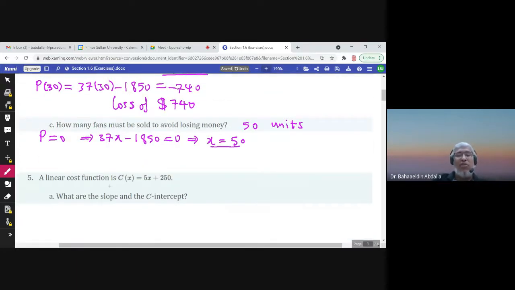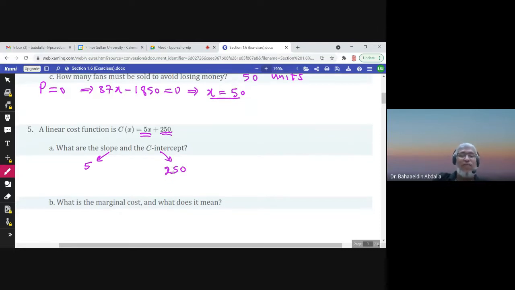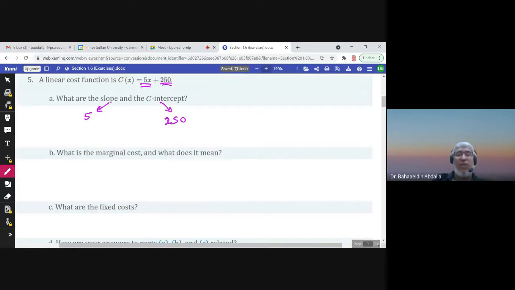A linear cost function is given by this. What are the slope and the c-intercept? The slope is 5, the coefficient of x, and the c-intercept is 250. What is the marginal cost? The marginal cost is the slope of the cost function, which is 5.